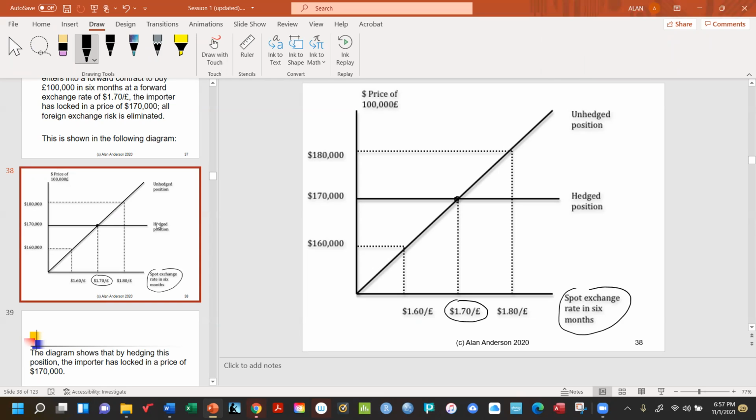It doesn't matter if I hedge my position or not. If it goes up to $1.80, I'm actually paying $1.70 instead of $1.80. So this is my savings, $10,000, and I'm so happy. But on the other hand, if the exchange rate drops, you can think of this as the additional cost that wasn't absolutely necessary. And so that's coming out of my pocket. In other words, I'm paying $1.70 when I could have paid $1.60.